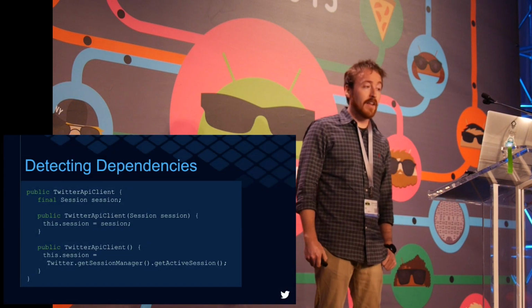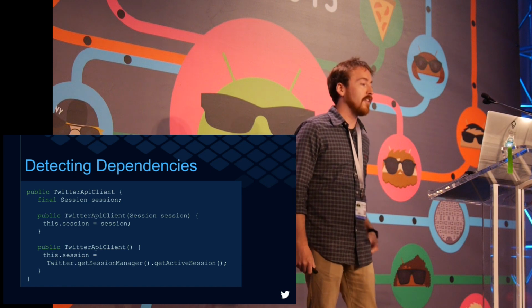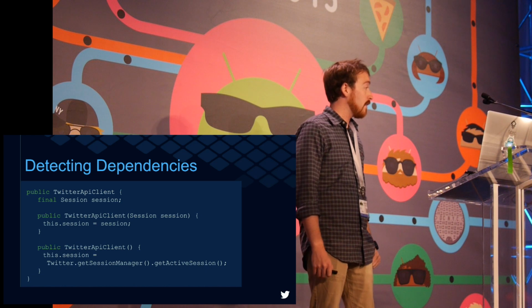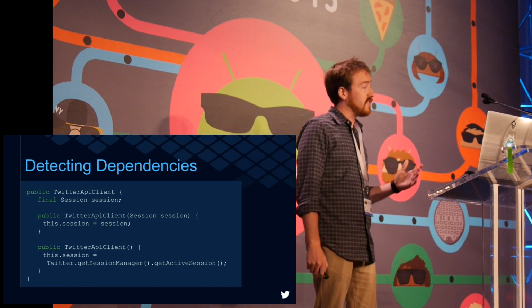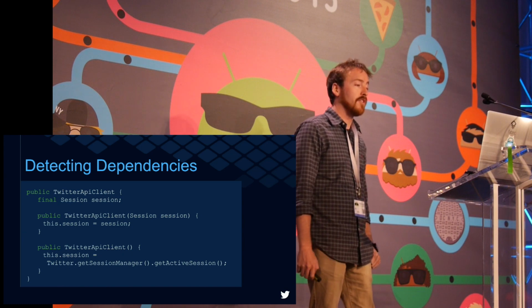This is another example of getting dependencies when they're needed. When the developer passes a session into our Twitter API client, we use that. And if they don't pass an already authenticated session, then we'll use the session manager, which stores the active session, so that we can still authenticate the requests for the user.